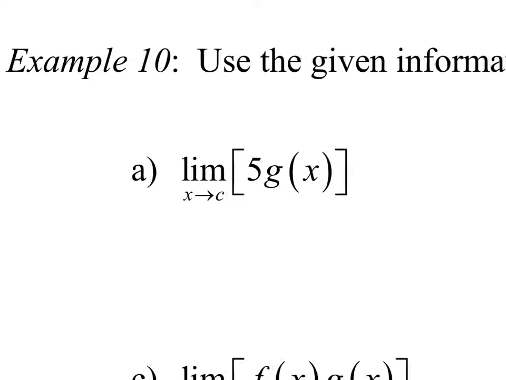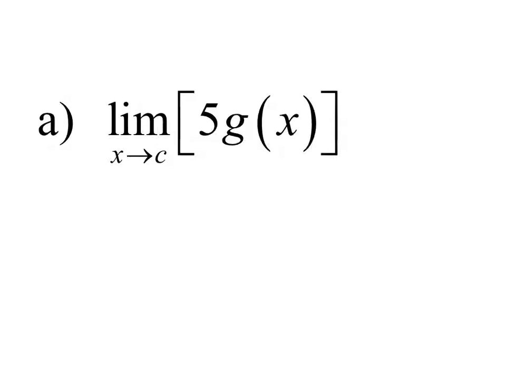So the limit as x goes to c of 5 g of x. What is the limit as x goes to c of g of x? That's 3. The directions for this problem just said that the limit as x goes to c of g of x was 3. So g of x is 3, but I have that scalar of 5, so you just multiply by the scalar. So what's 5 times 3? 15. So my answer is 15.